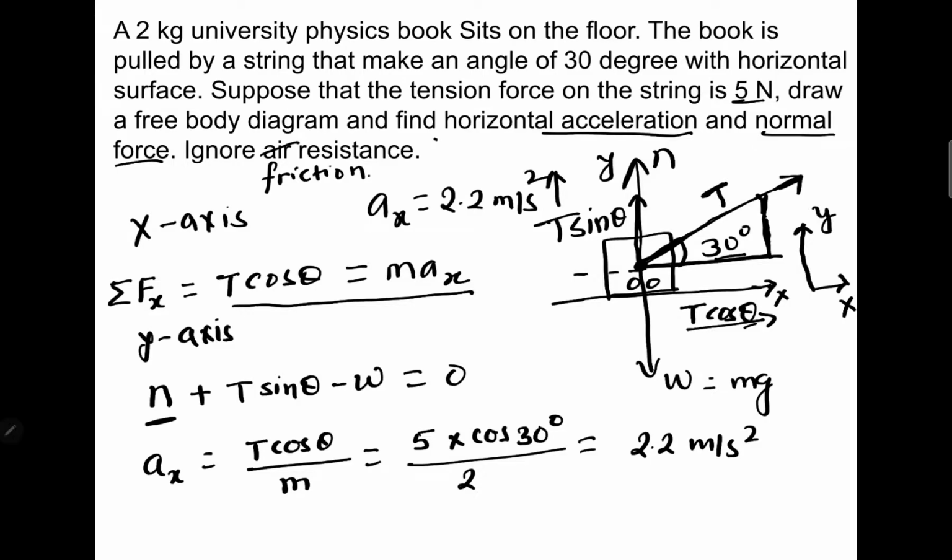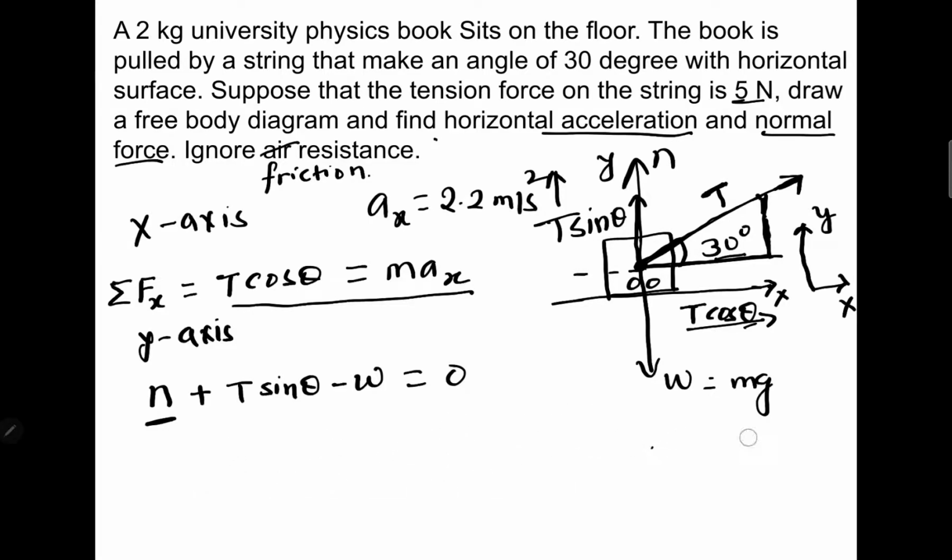Okay, we are done, we get it. That is the acceleration of that book when somebody pulls it with a force of 5 Newton through this string. Now let me solve the second equation so that I can get the value of the normal force. I don't know what it is right now.